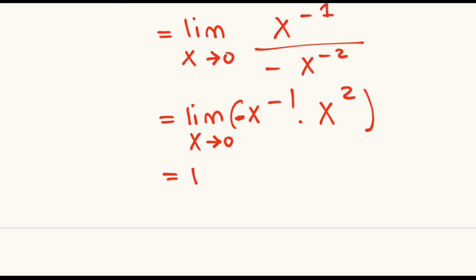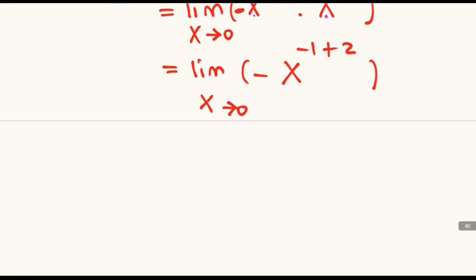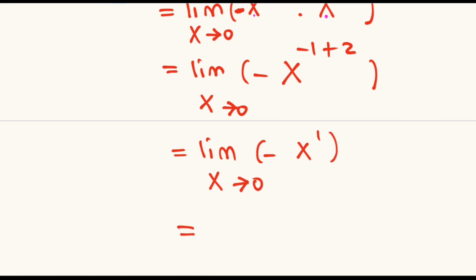We have the limit of negative, so the bases are the same. If the bases are the same, we add the exponents: negative 1 plus 2, and this is as x approaches 0. We have the limit of minus, negative 1 plus 2 is equal to positive 1. And this is as x approaches 0. From here, let's substitute 0 for x.